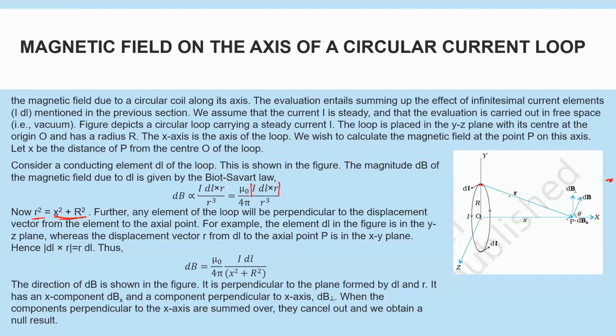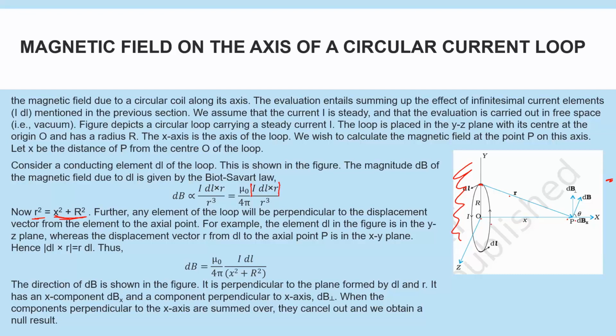We can also say that any element of the loop will be perpendicular to the displacement vector from the element to the actual point. To understand this, the element dl in the figure is in the yz plane, if we consider this as the x-axis, this y and this z. Any line element we take will be in the yz plane, whereas the displacement vector is going to be along the axis of the loop, in the xy plane.